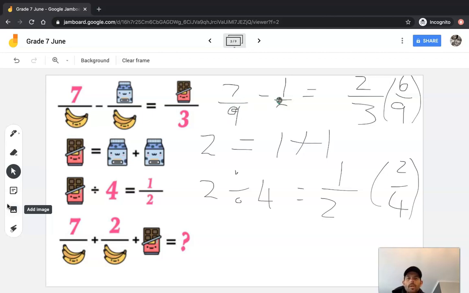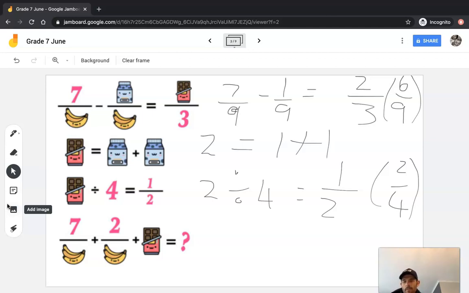Okay, and remember, when we subtract fractions, we keep the same denominator. So 7 minus 1 is 6. The denominator stays the same as 9, and 6 over 9 is equivalent to 2/3. We just divide 6 by 3, and we divide 9 by 3.